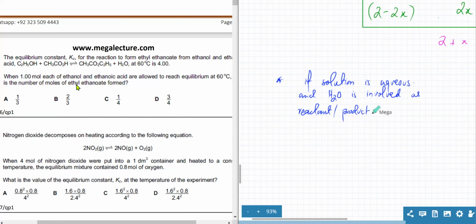Okay? Take water's concentration as 1. Water's concentration is taken as 1, and the reason for that is, whenever something is in a large excess, its concentration almost becomes constant.